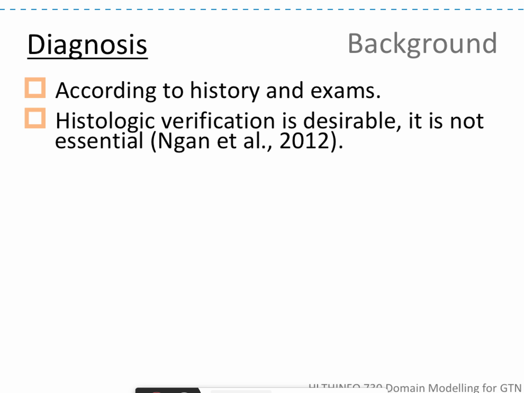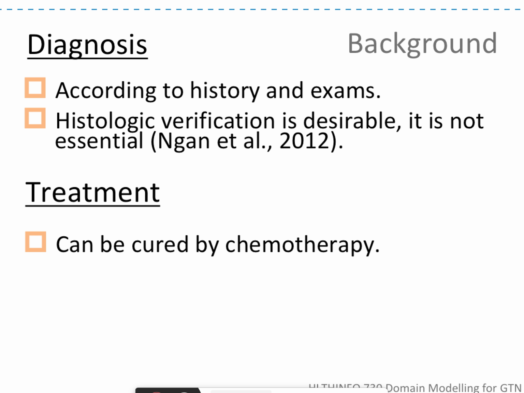As we know, histologic diagnosis is essential for the diagnosis of most malignant tumors. However, GTN can be diagnosed only according to patient's history and exams. Histologic verification is desirable, but not essential. So the collection of patients' history and exam results is very important for its diagnosis and treatment.